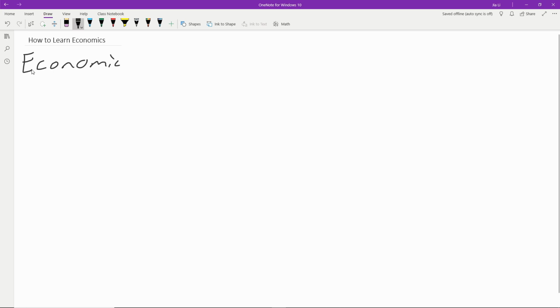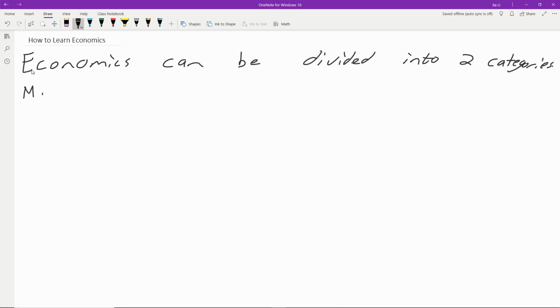So economics can be divided into two categories. So that being over here, I'm going to write microeconomics, which of course this is what this class is, right? This is Introduction to Microeconomics. And over on the right side, I'm going to write macroeconomics.